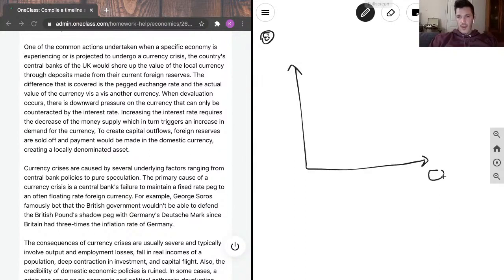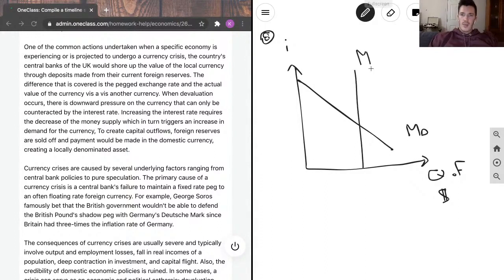we've got the quantity of money on the x-axis, and we've got the interest rate here. Our money demand slopes down, and our money supply slopes straight up as a line. So if we want to, and where money demand meets money supply is going to be our interest rate.